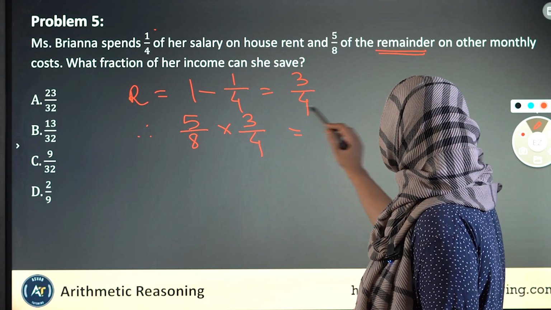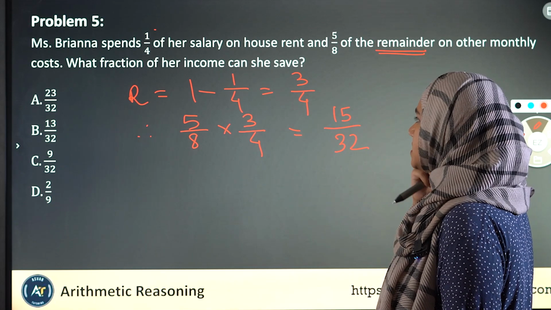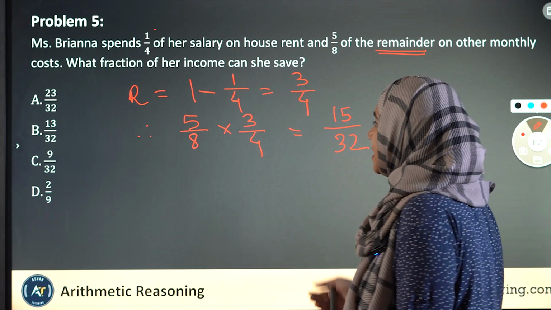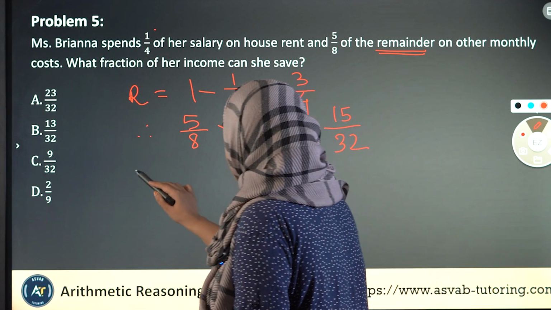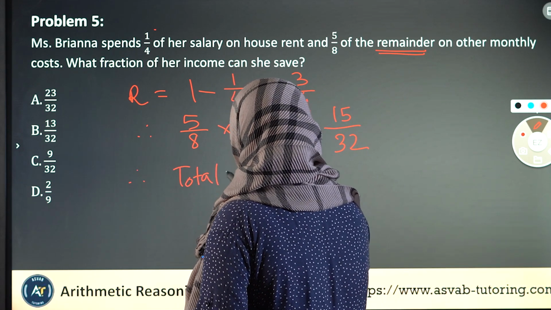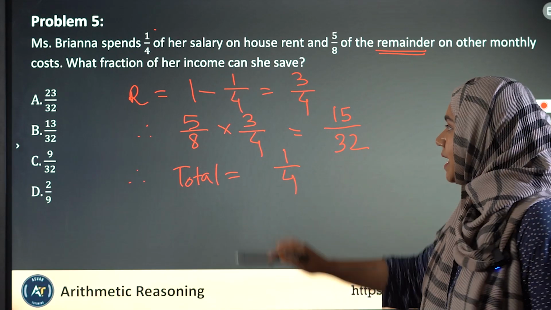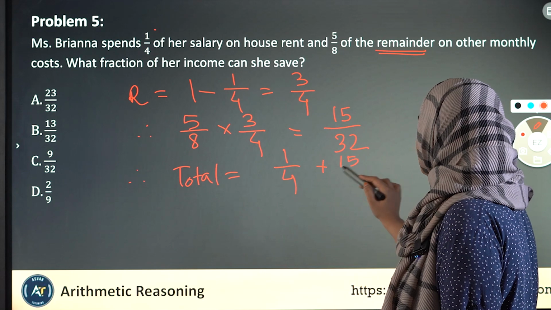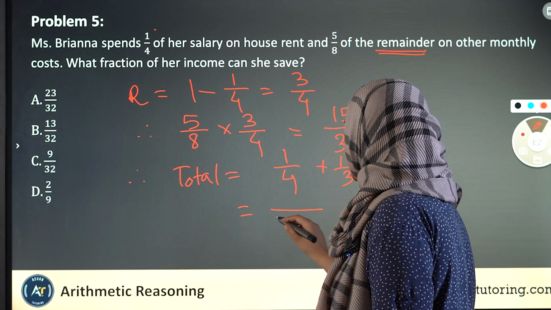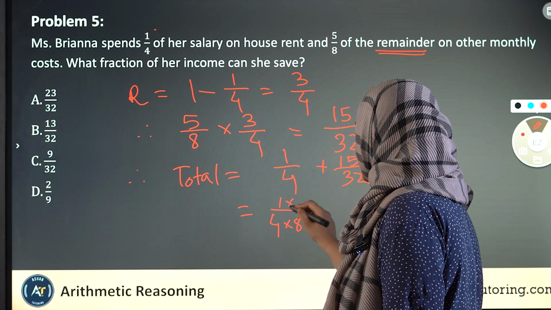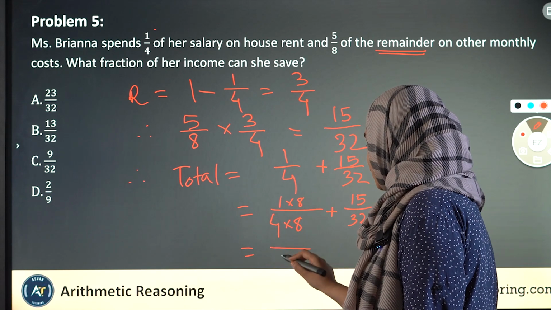If you do that, it's just plain simple. 5 times 3 is 15, and 8 times 4 is 32. Now, the question says, what fraction of her income can she save? Because she's spending 1/4 of her salary here and 15 over 32 here, let's now add up the total. What's the total cost? The total is the 1/4 of the salary that she already spent, and additionally the 15 over 32. To do this, we need to put the denominators in the same format, which means that 4 is going to have 8 multiplied to it. And in the next step, 8 4s are 32.